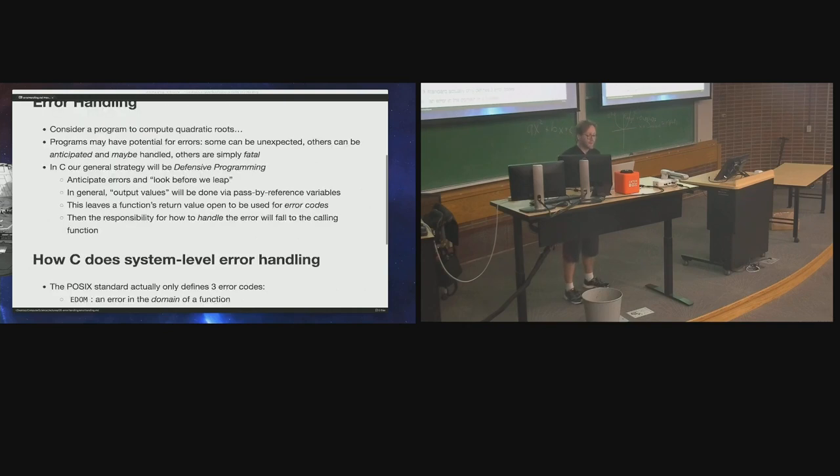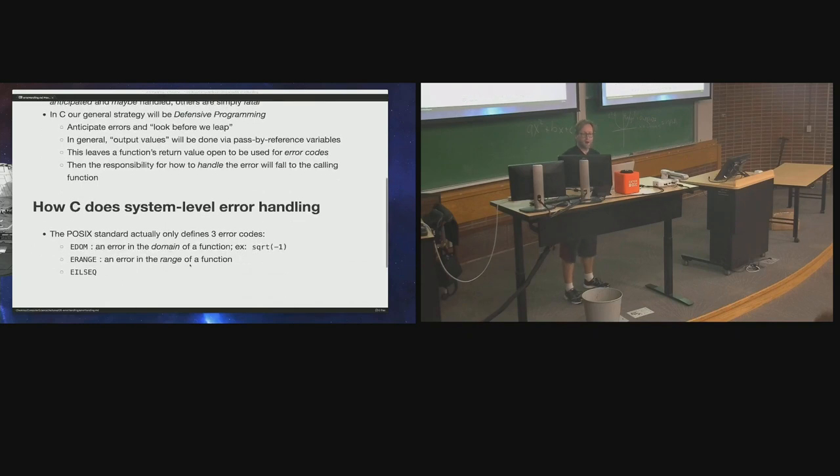Here are two classic examples that are easy to understand. Square root of negative 1, which we've talked about here. That's going to be an error in the input. You can't take the square root of negative 1 unless you're talking about complex domains. And this is not a complex domain, so there's an error in the domain of this function, in the inputs.